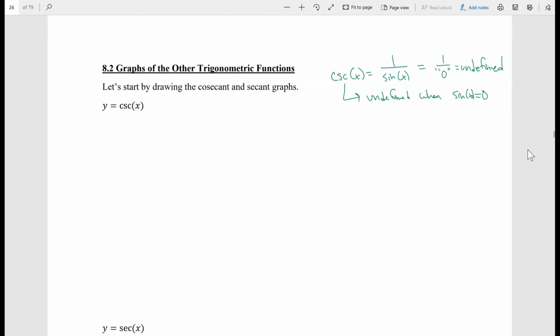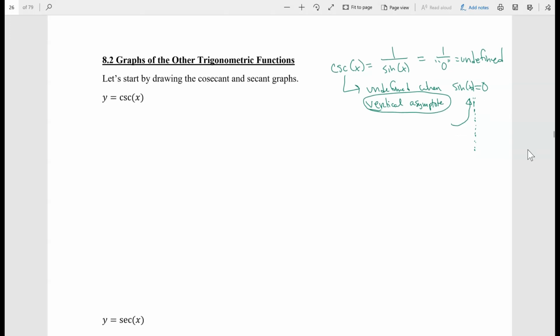Actually, what you're going to have is something called a vertical asymptote. A vertical asymptote is basically a vertical line that the graph gets close to, but it's never going to touch. The graph may go really, really close to it, but it's never going to touch it. So this is what a vertical asymptote really looks like. Later on we'll find the equations of these asymptotes. So let's first start off by graphing the cosecant of x.